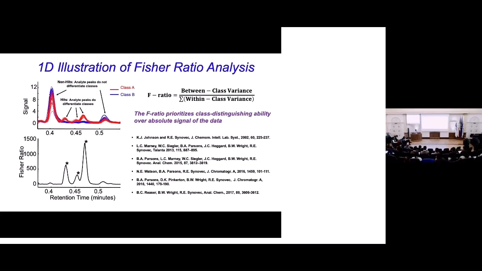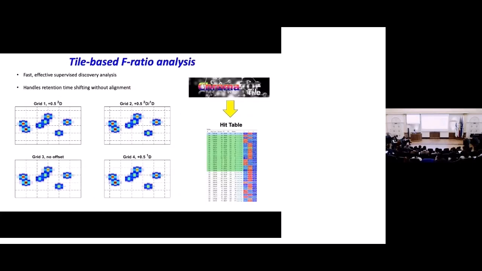This is just how you look at it in 1D, but we really care about how this works in 2D. Our group developed the tile-based Fisher ratio analysis, whereby you take your total GC×GC chromatogram and break it up into tiles, but you have 4 different grids, offset by a half tile in either direction, so that in any one grid, one compound may be more captured by one tile than it is in another.